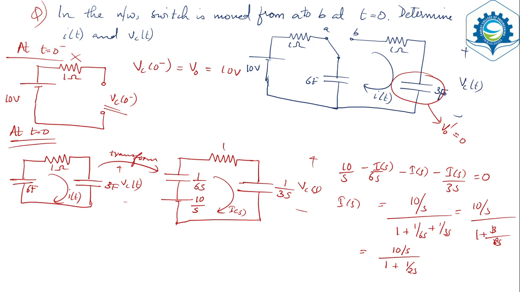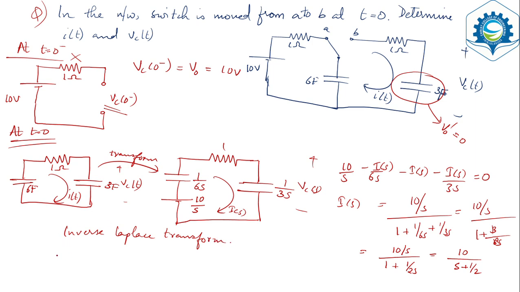Now you can just multiply the numerator and denominator by S. So that will be 10 divided by S plus 1 by 2. Now the next step is you need to find out the inverse Laplace transform.